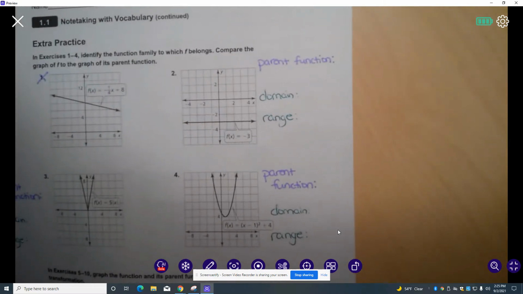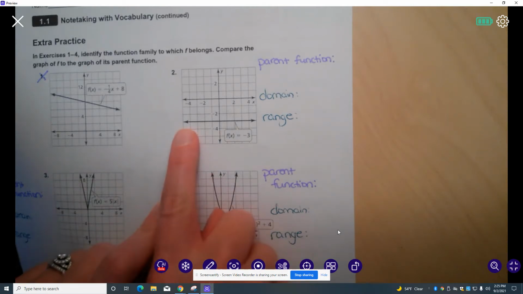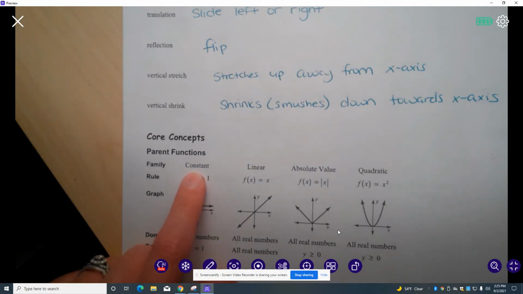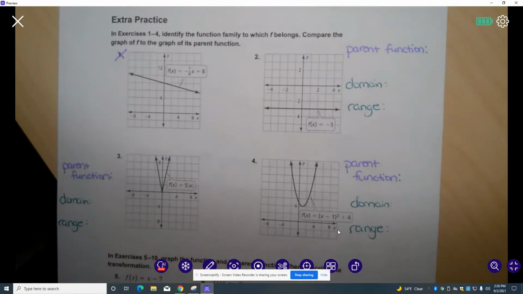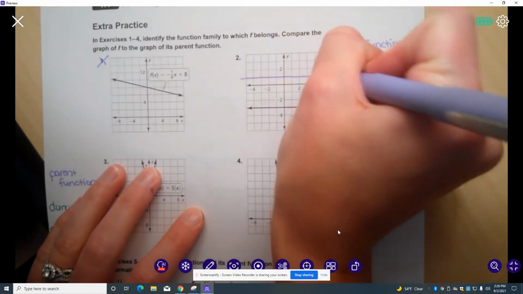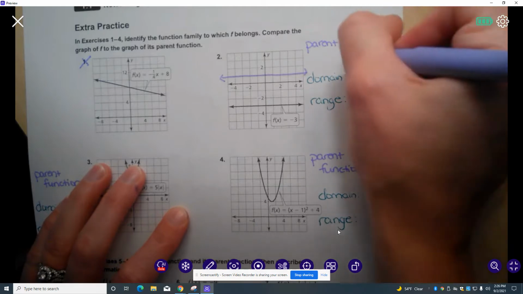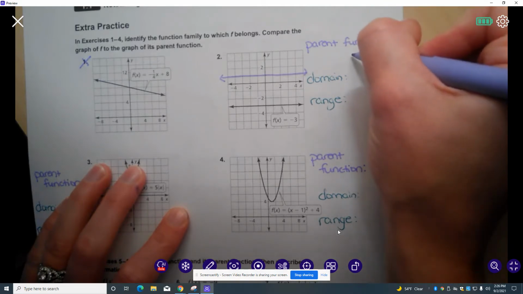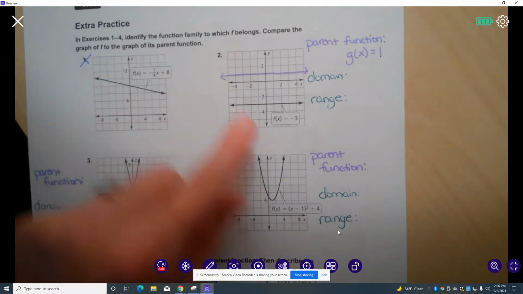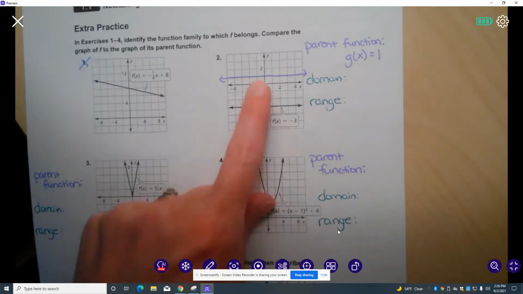So in number 2, we first have to identify, okay, what kind of function is this? What family does this belong to, and what's the parent function? So this is a horizontal line that is a function in the constant family, and the parent function is f of x equals 1. So I'm just going to go ahead and in purple just sketch the parent function. Our parent function is, we'll just call it g. G of x is equal to 1. And we're going to use that to help compare this graph, f of x, to the parent function.